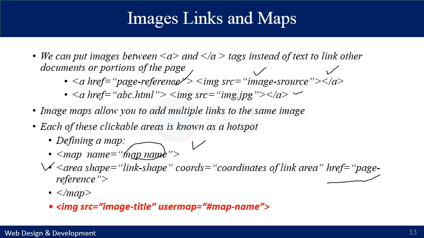For example, in this case we have a link shape and we provide the coordinates of the link area, and we link the hyper reference to a page reference. And then we add an image, and we add an image title using the source property, and we use the usemap attribute to divide the image into a number of areas provided by the map tag.